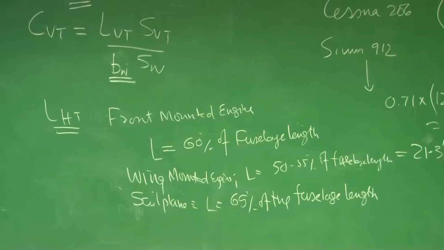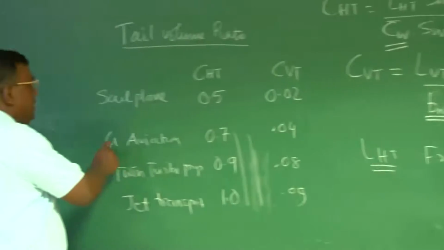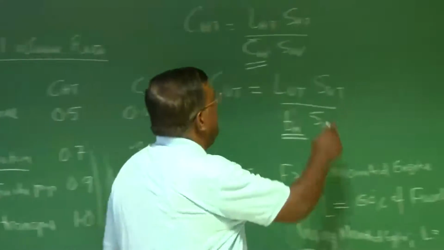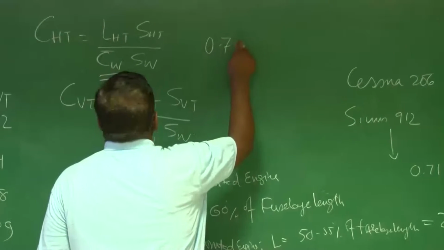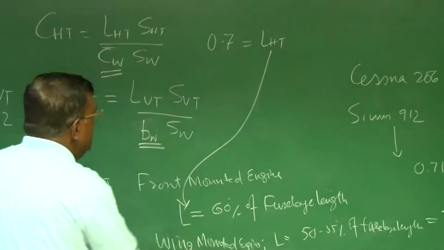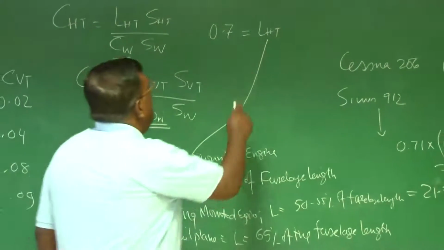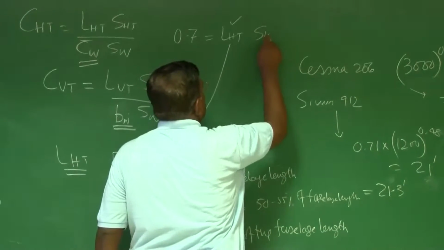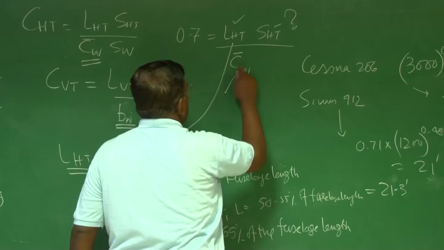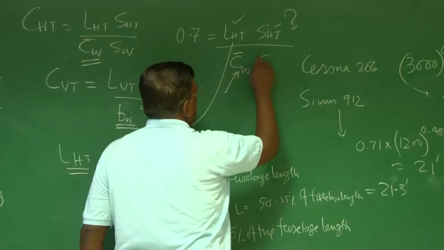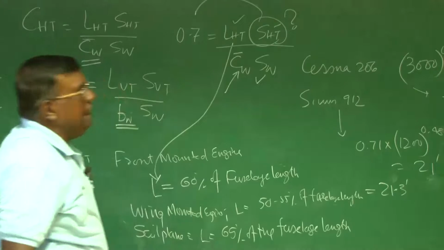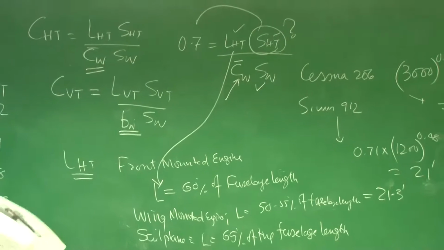Why is this important? Suppose I am designing, let's say, a general aviation aircraft, right? So I know CHT is 0.7. So immediately I write 0.7 is equal to LHT, and LHT I get from this. So this is known. I want to find out what is SHT. This is what I want to know, divided by C bar. Already I know the wing I have designed, at least conceptualized, the wing area I know. So you can easily find out how much tail area is required at a simple conceptual stage.